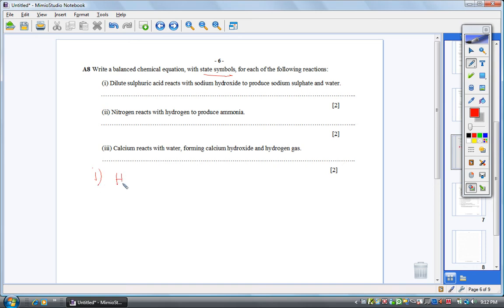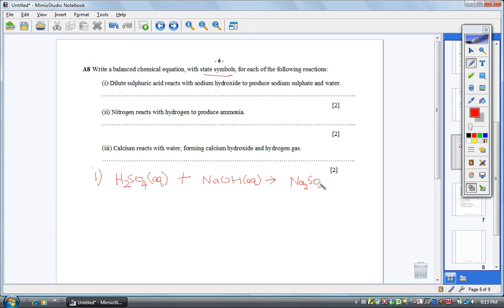So we first write the chemical formula for sulfuric acid, making sure you leave some space behind the chemical formula for each substance. Sodium hydroxide is alkaline, which means it is also in aqueous form. Sodium sulfate is a soluble salt, so in the presence of water it will be aqueous as well.